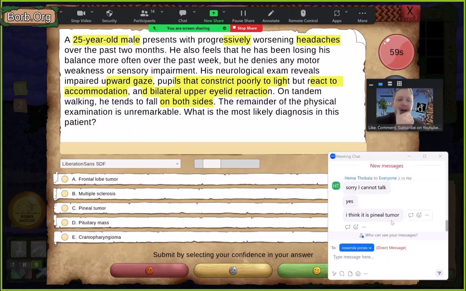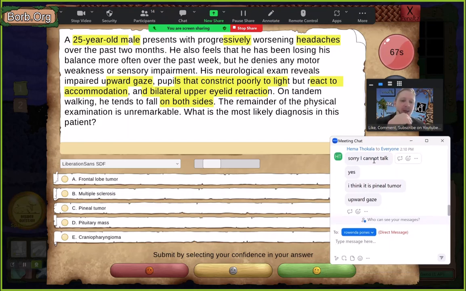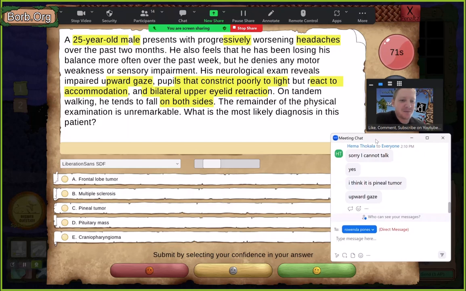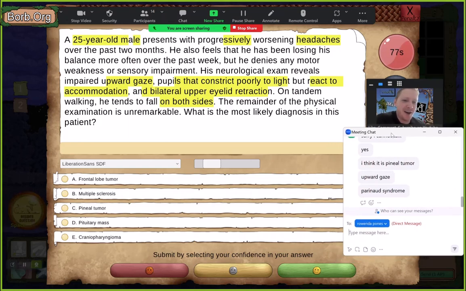Pineal tumor. All right, so why are you thinking pineal tumor? I think that's a good thought. Upward gaze. Yeah. Do you know what that syndrome's called? Parinaud syndrome. Exactly. Okay, all right. Well, you're killing it.